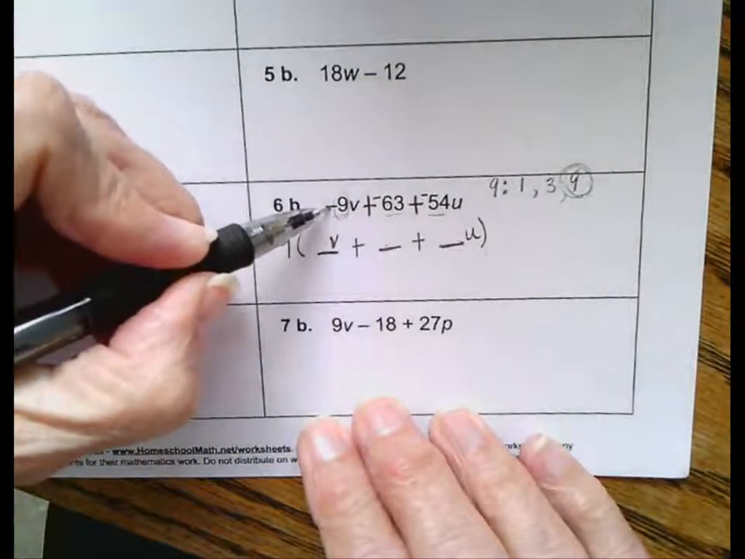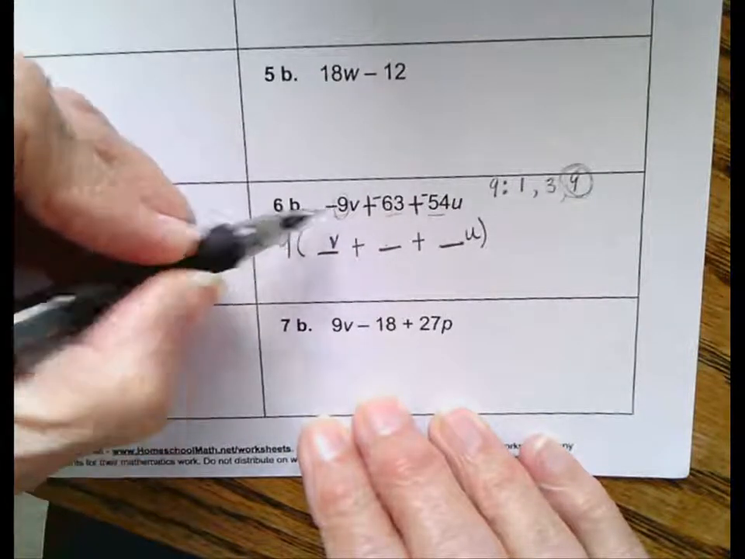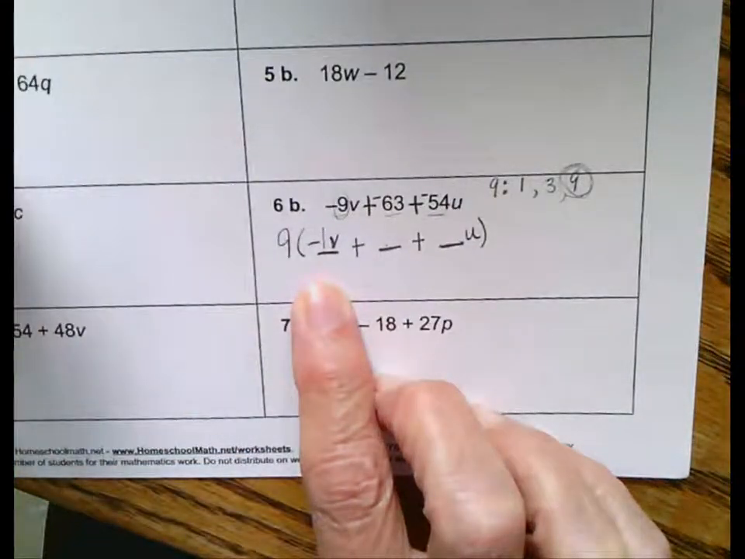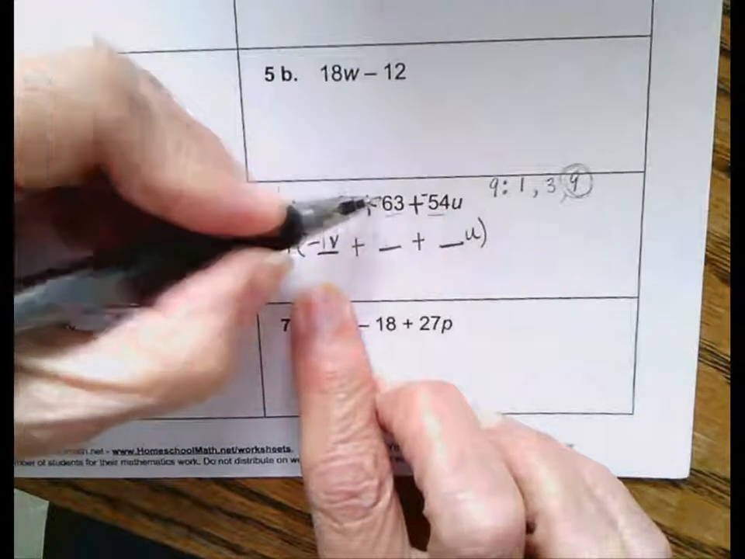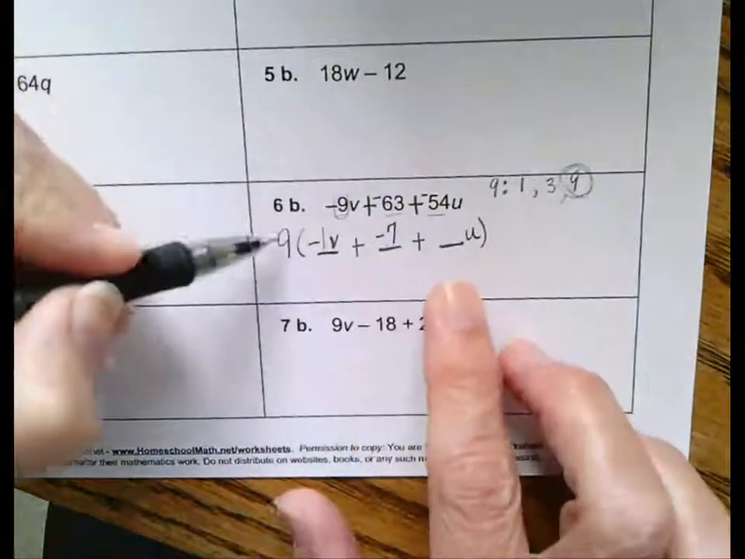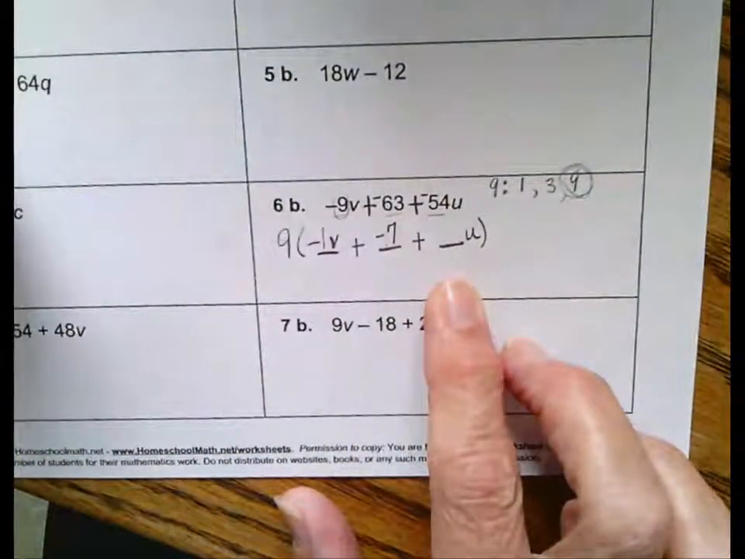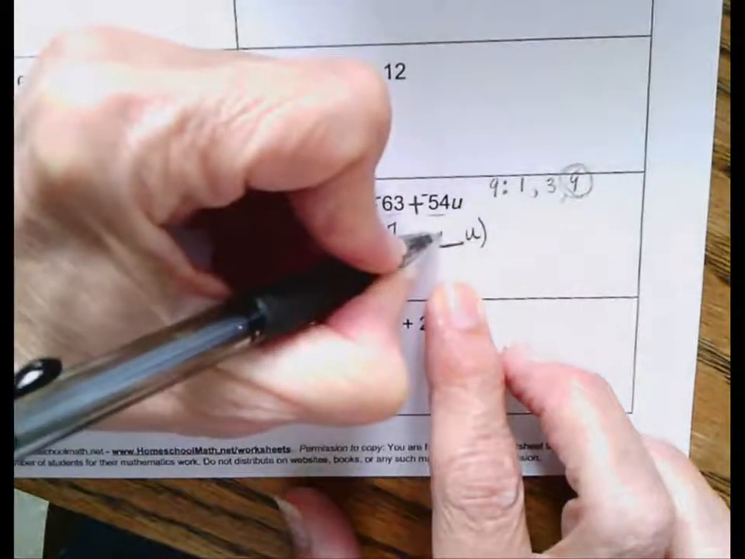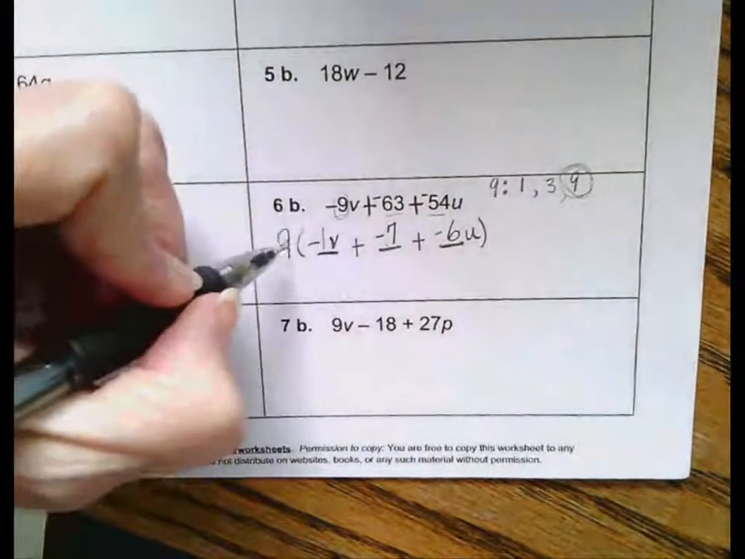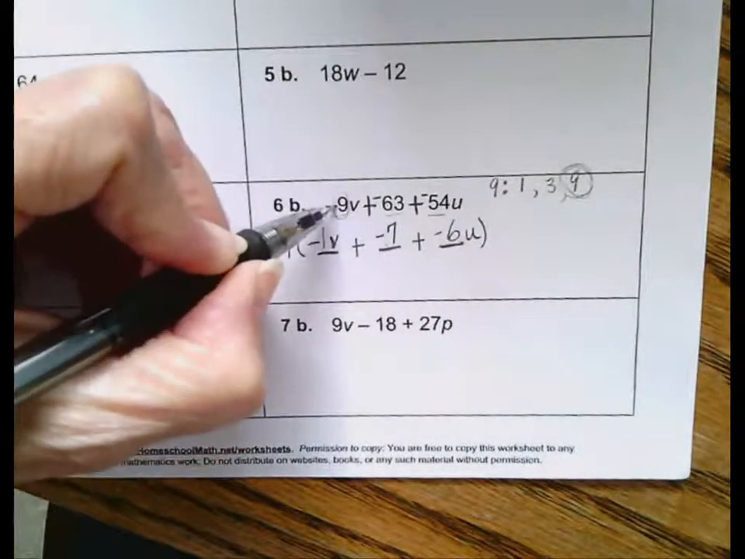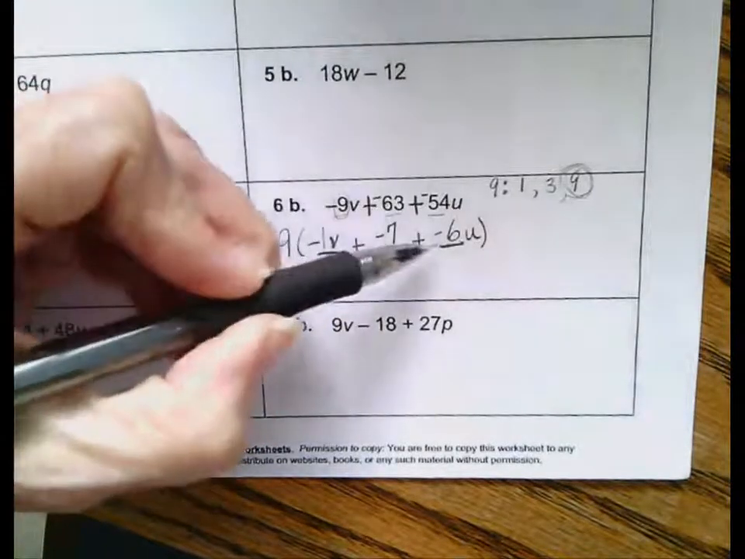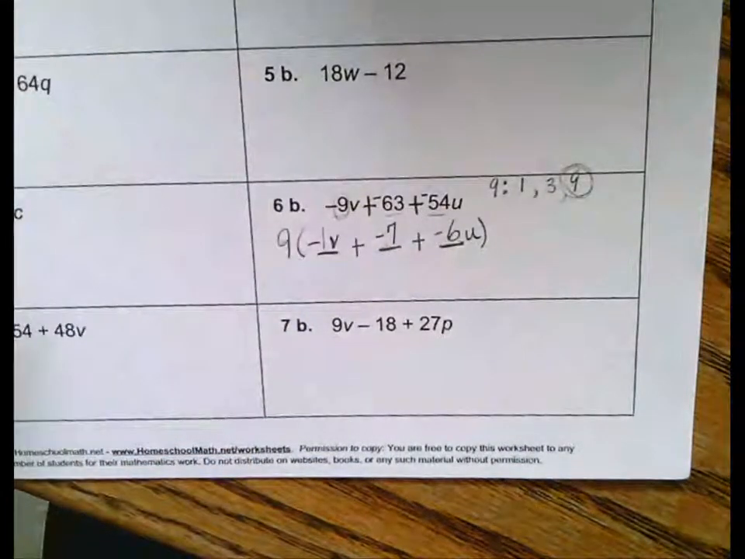So 9 times what gives me a -9v? Well, that's going to be a negative v, or a -1v if you want to put the 1 in there. 9 times what gives me a -63? That's going to be a -7. And 9 times what gives me a -54u? That's going to be a -6. And I already have my u there. Checking: 9 times -1v is -9v. 9 times -7 is -63. 9 times -6u is -54u.